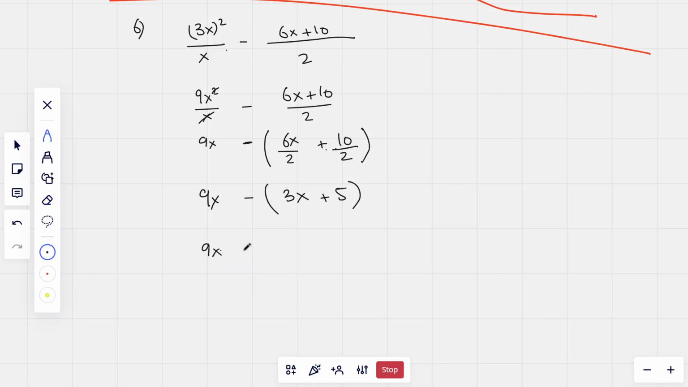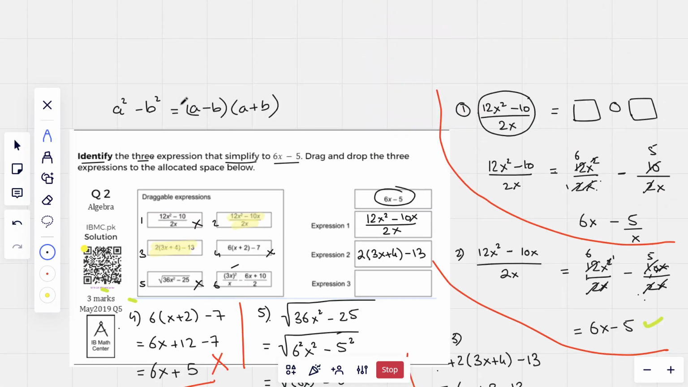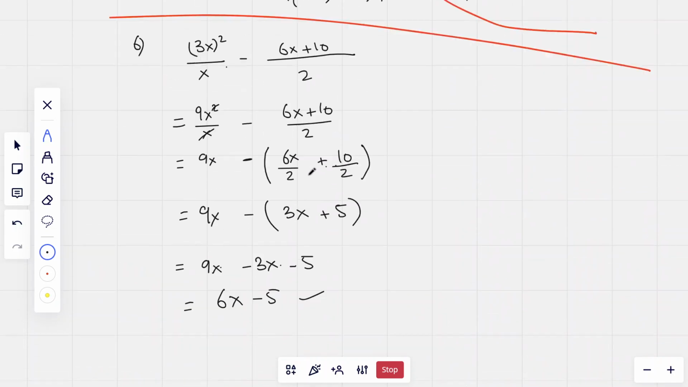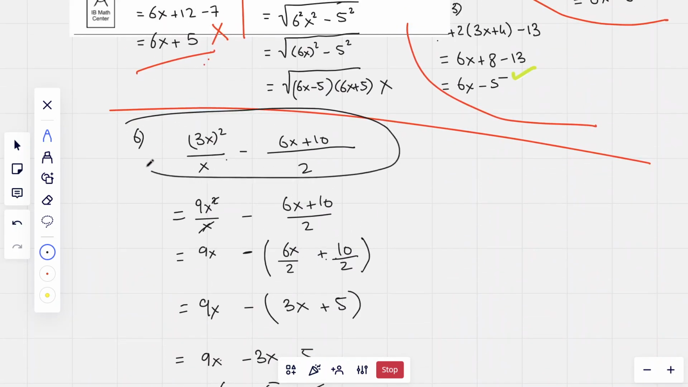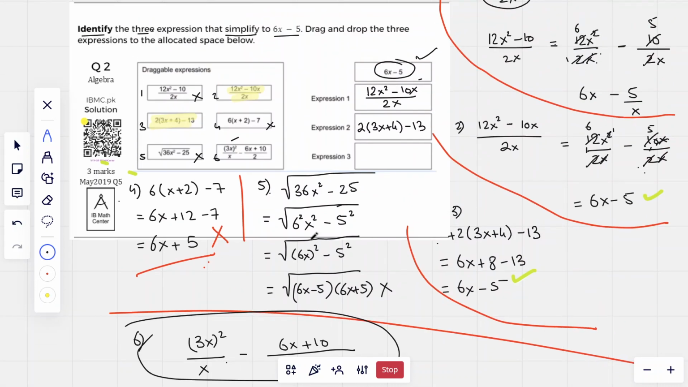So this would be 9x, negative 3x, negative 5. 9x negative 3x is 6x minus 5. So is that the answer? That is the answer, 6x minus 5. Implying that the sixth expression is the right expression. So I'm just going to write that down here, and let's also highlight it. So let's write that down here and finish the video.